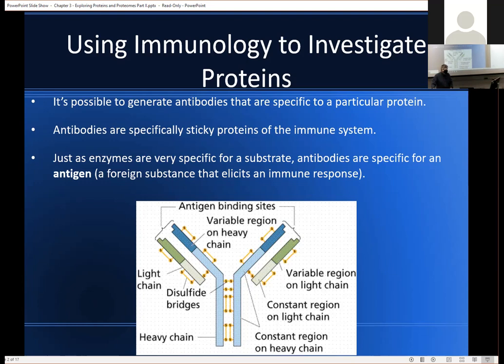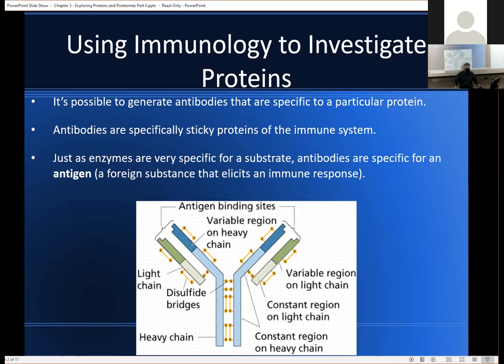Okay, so down below in this figure, we're looking at a very simple diagram of an antibody. Again, these are proteins that are made by cells of your immune system, specifically a type of cell called a B cell, which differentiates into something called a plasma cell when it's making a lot of these antibodies.